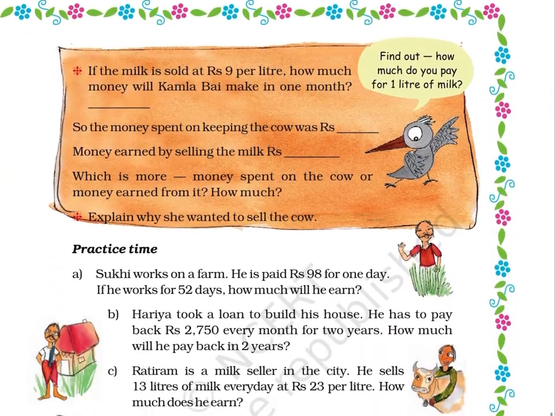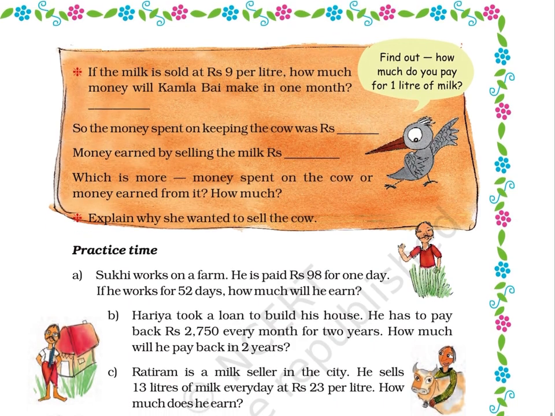Page 177. If the milk is sold at rupees 9 per liter, how much money will Kamla Bai make in 1 month? Dash. So the money spent on keeping the cow was rupees dash. Money earned by selling the milk rupees dash. Which is more? Money spent on the cow or money earned from it? How much? Explain why she wanted to sell the cow. And a bird is also asking us, find out how much do you pay for 1 liter of milk.